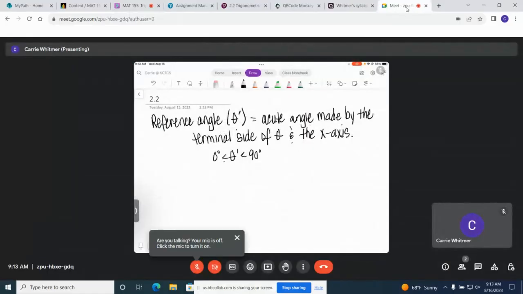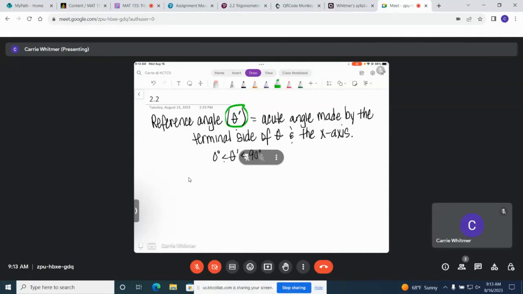Okay, 2.2 is all about reference angles. And so let's talk about what a reference angle means. First of all, our notation is this theta with the prime symbol. So when you see this, that's how we're going to note a reference angle.